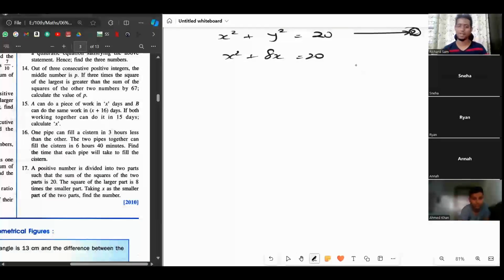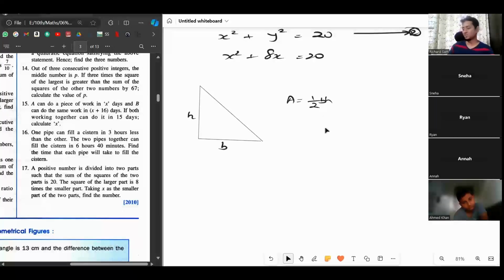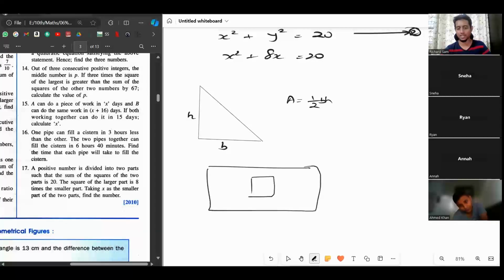Okay, just to remind you, tell me the area formula for a right angle triangle. If this is the base and this is the height, what's the formula for area? Half into base into height. For a square and rectangle, I don't need to tell you, but what is the area of a square? Side into side. And for a rectangle, length into breadth. Then if you have one shape inside another, for example a square inside a rectangle, and the remaining is the shaded portion, if I ask you, what is the area of the shaded portion?